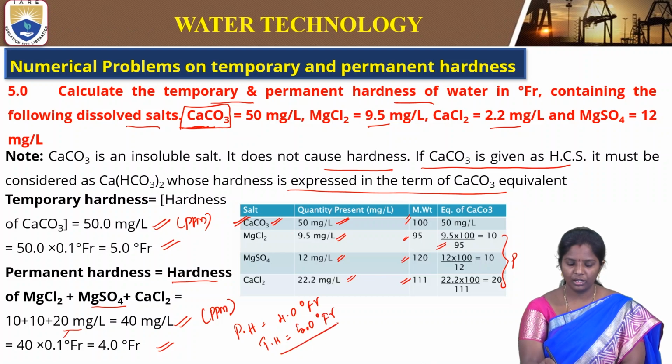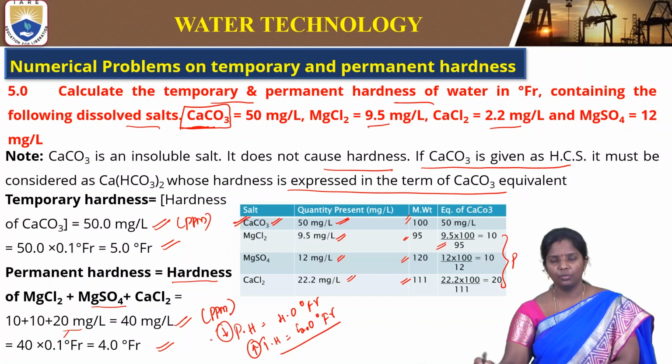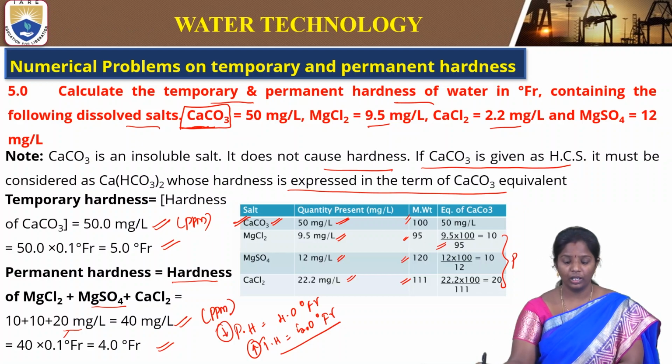So if we see, temporary hardness is high and permanent hardness is low, but both are almost equally present. So most of the hardness will be removed as temporary hardness because of its higher value, and that will be removed by boiling, and permanent hardness is to be removed by chemical agents or through other processes like ion exchange, osmosis, reverse osmosis, etc.